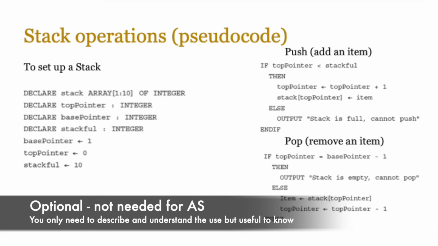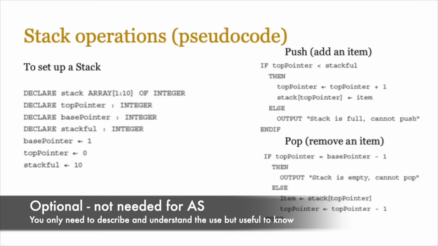Now to set up a stack, you simply declare the stack as an array. You then define the top pointer and the base pointer as integers, because you're just subtracting or adding index values. And then you have a Boolean flag, or you might have an integer which declares when the stack is full. So you can assign values to these variables. The base pointer can be given the value 1, the top pointer can start at 0, and the stack full will be when it hits the value 10.